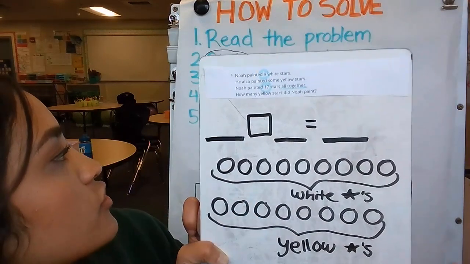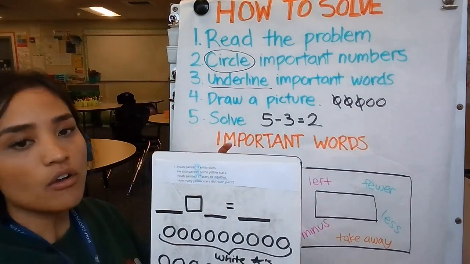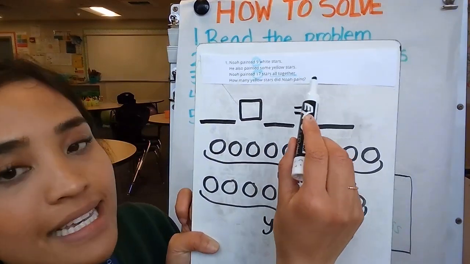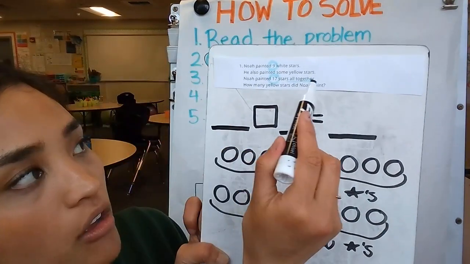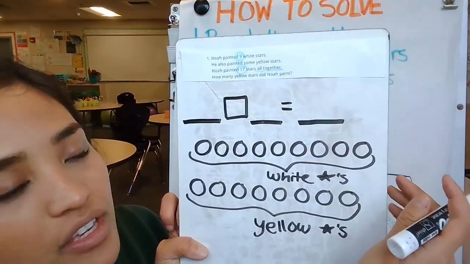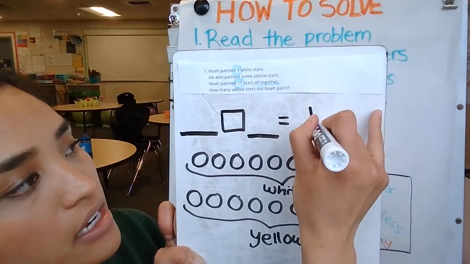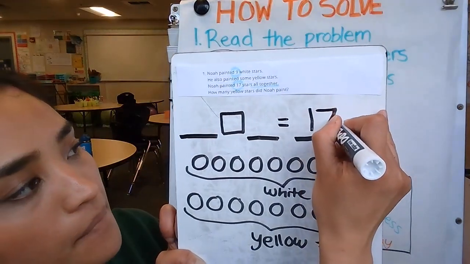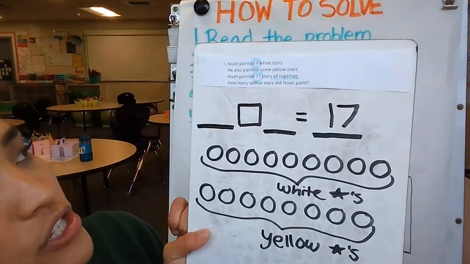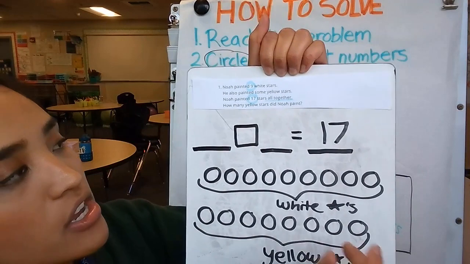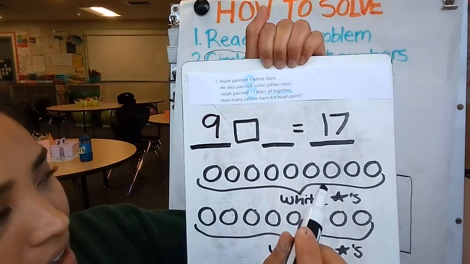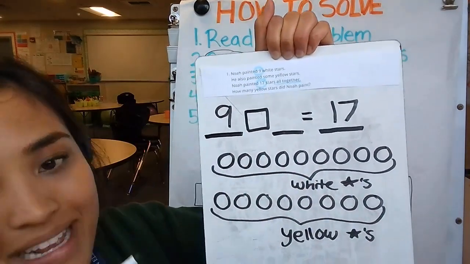Now I can begin to, step 5, solve the problem. So it says right here, Noah painted 17 all together. Because I know the words all together mean as a group, I know that it should be after the equal sign. So I'm going to write 17 right here. Then I know that Noah painted or started with 9 white stars. So I'm going to put a 9 right here. And in the box, that's where my sign is going to go.